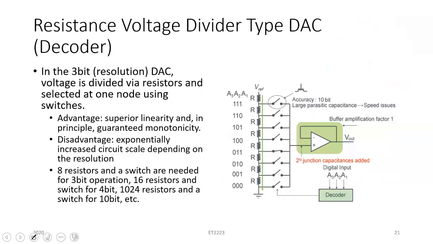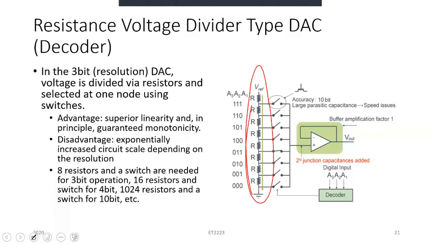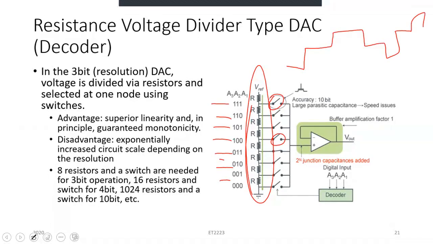So again, we'll look at a very simple example for conversion, what is called a decoder method or a resistance voltage divider method. So here, what we are doing is we are again using a voltage divider, and based on the binary input for each of these states, we will selectively switch a different voltage value. So then that would create different voltages at different points. So that is a voltage divider mechanism. So we'll use the decoder to select between these states.